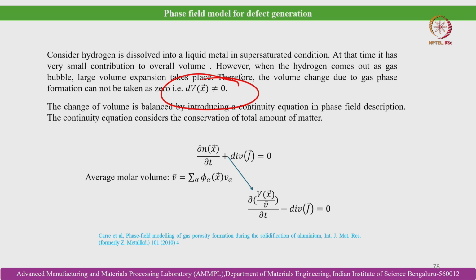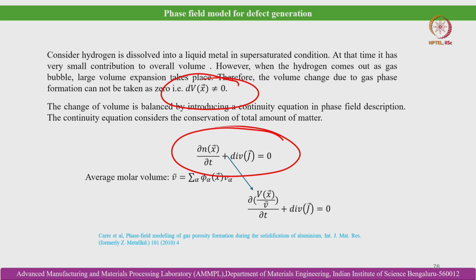So the change of volume is balanced by introducing a continuity equation in phase field description. The continuity equation considers the conservation of total amount of matter. So the continuity equation is as such: del/del t of n x bar plus divergence j equals 0. The average molar volume V bar is equal to summation of alpha phi alpha x bar into V alpha.